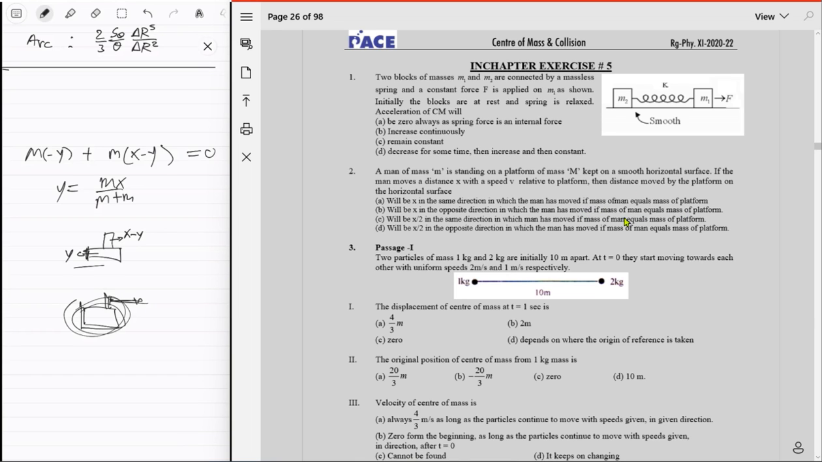Oh, okay, they have conditions as well. Whatever. X in the same direction in which the man has moved with the mass, opposite direction, of course. It will be either B or D.